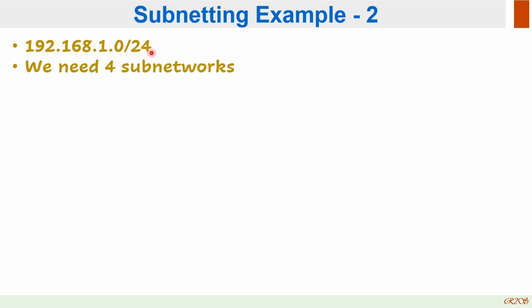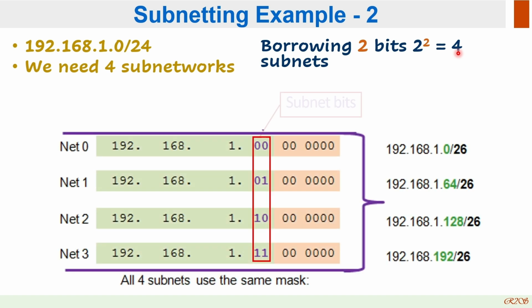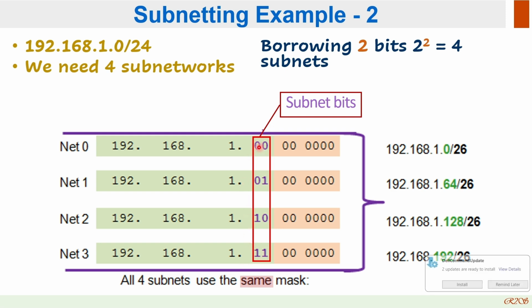This is our initial network address, and we want to make it 4 subnetworks. To make 4 subnetworks, we need to borrow 2 bits because 2 to the power 2 is 4. So we can have 4 subnets. We are borrowing the 2 bits, and these 2 bits could be 00, 01, 10, 11. This is how we actually get the 4 subnets.